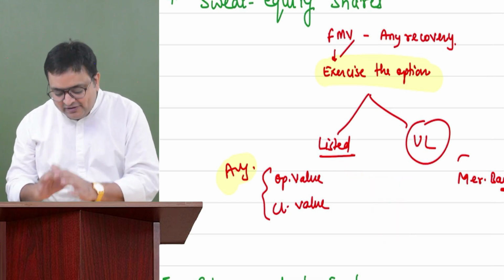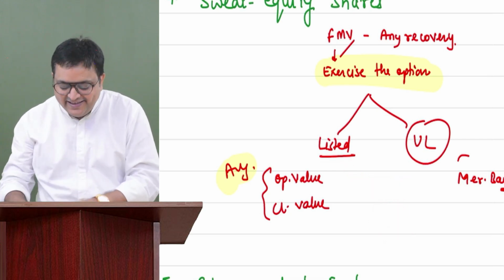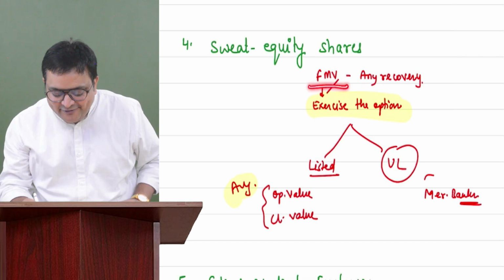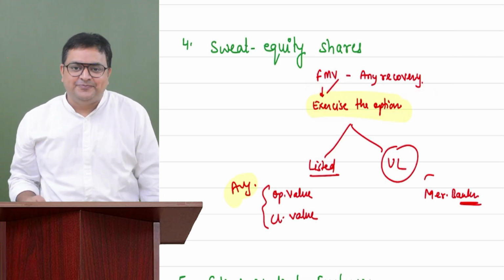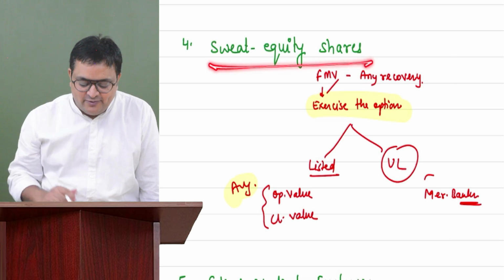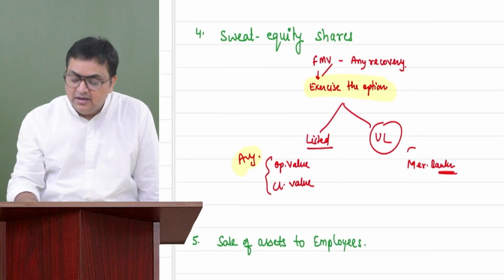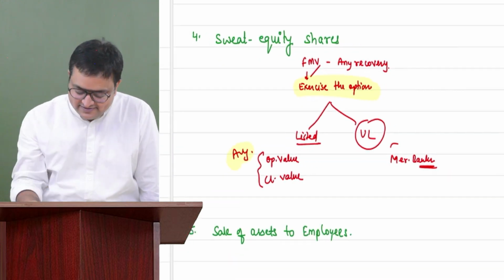They will not go into that detail, but please remember that you have to take the fair market value on the date on which the option is exercised minus any recovery. Got it? This is about sweat equity shares. Easy. Are you able to recall all these provisions?